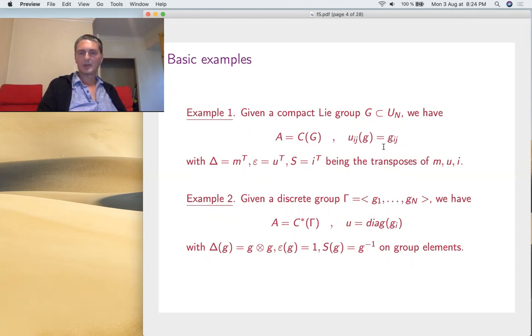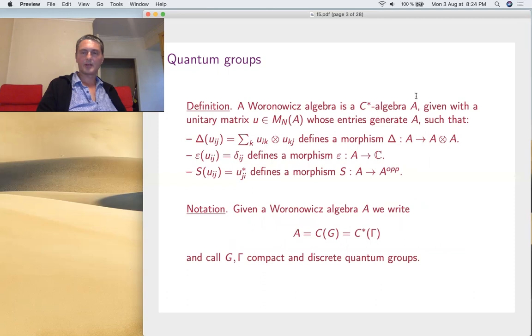So now let's go back to the axioms and understand what's going on. A is C(G), u_ij are the coordinates. Of course, it's unitary, right? The entries generate A by Stone-Weierstrass because these functions separate the points of your group. If two matrices are different, some entries must be different. And now what are delta, epsilon, S? Well, these are just the transposes of the multiplication, unit and inverse maps.